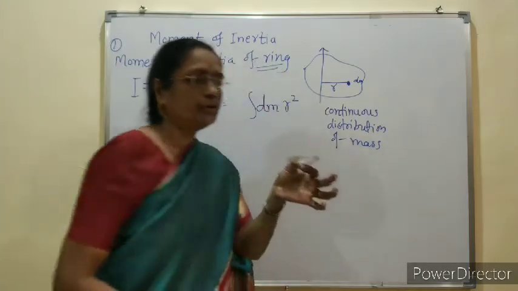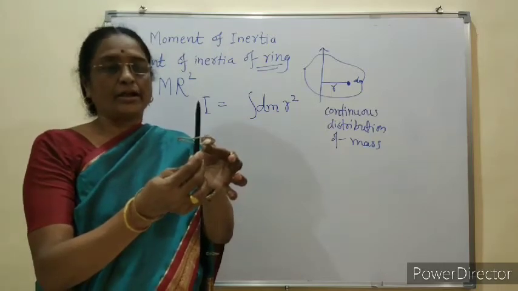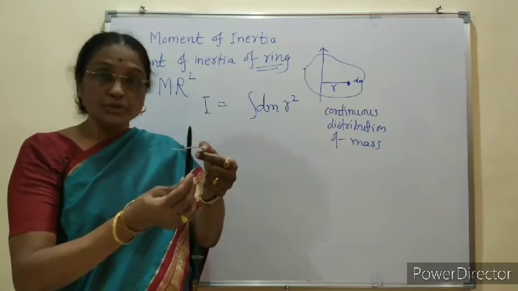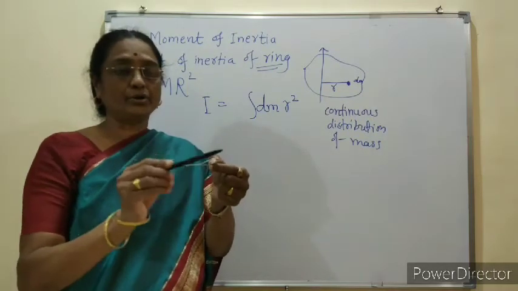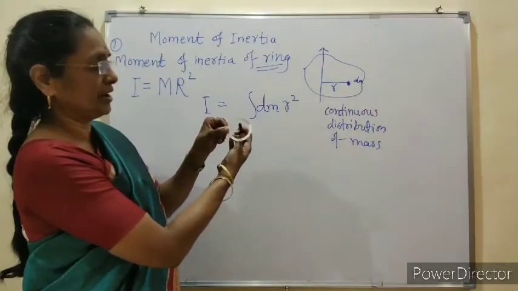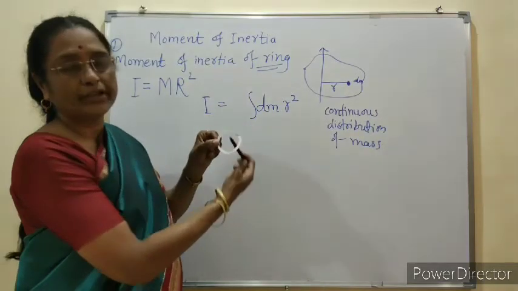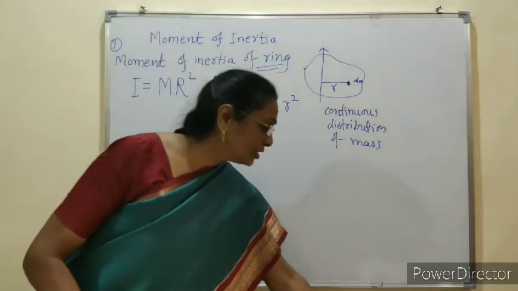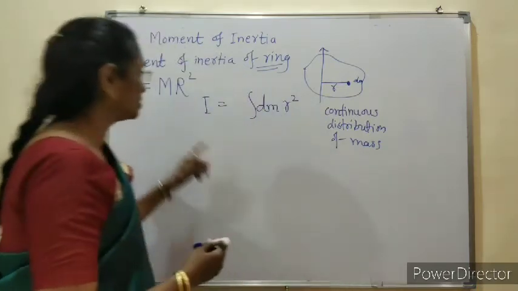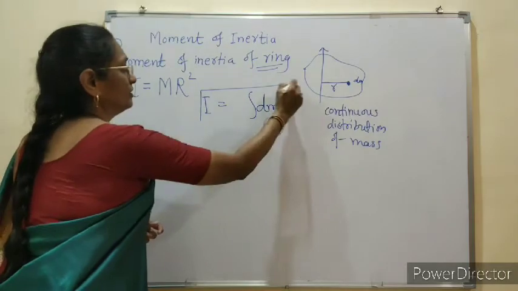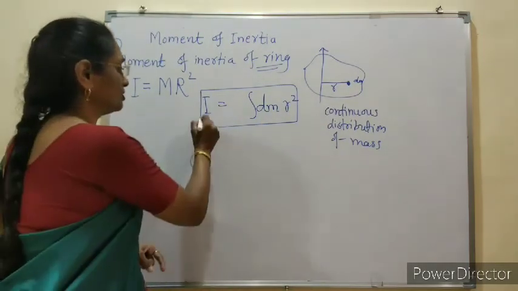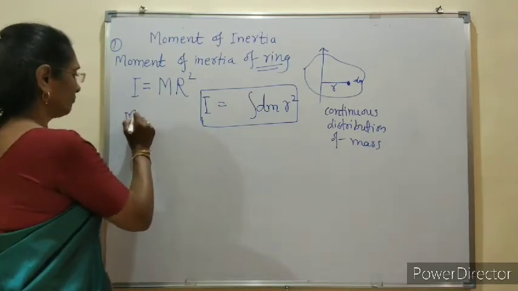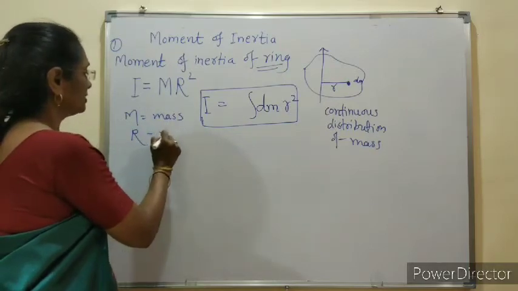Own axis means if we show axis like this, and the ring rotates in clockwise or anti-clockwise direction about this axis, which is passing through its center and perpendicular to its plane. The ring can rotate in this way. So this is the description for the axis of rotation for the ring, and for that axis only, moment of inertia is given by this relation. This relation is obtained from the basic relation or definition of moment of inertia. We have to only note this. Here m is the mass of ring and r is radius of ring.